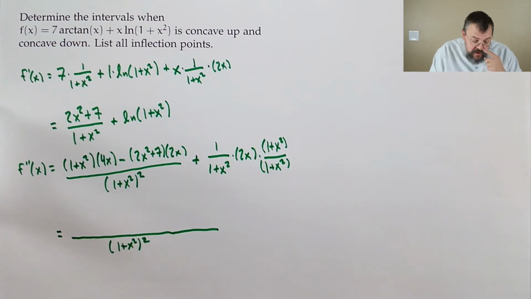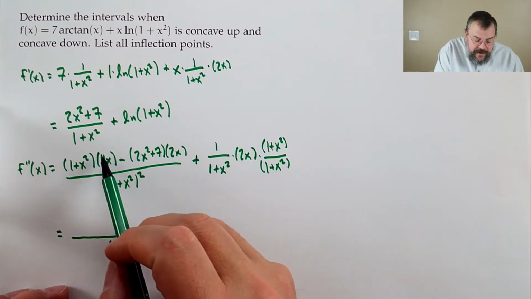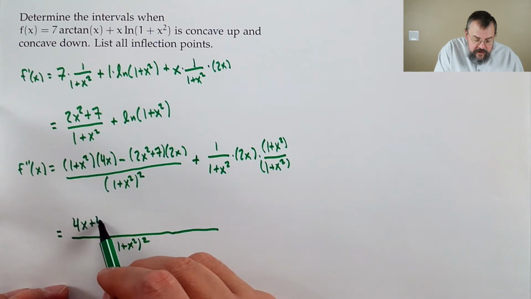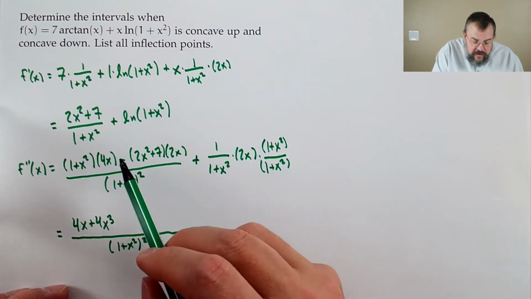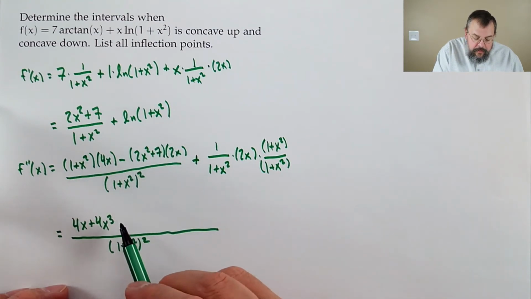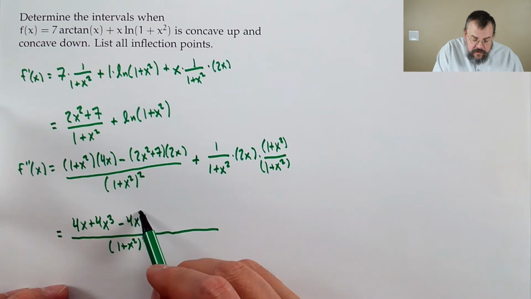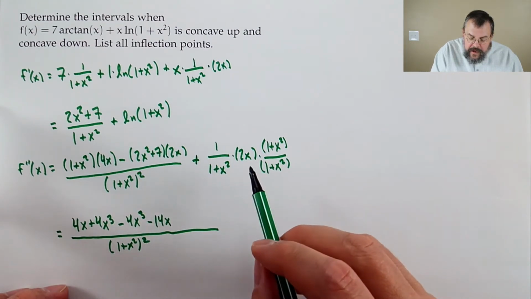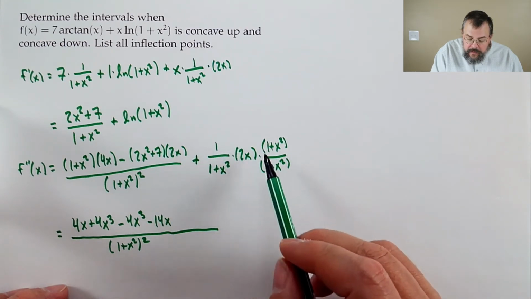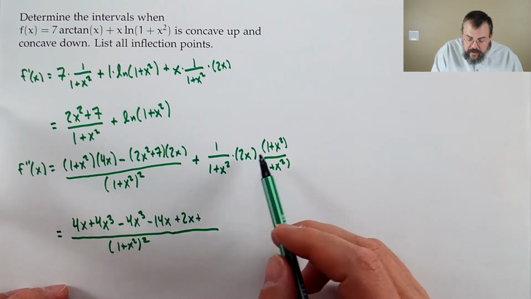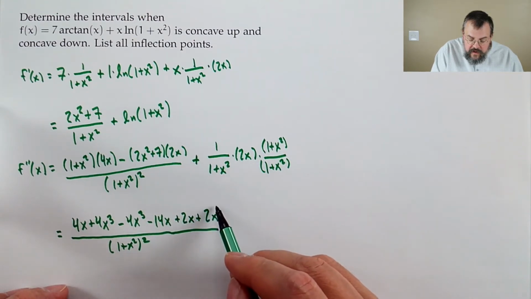All right, well, what is the something on the top? We work through it carefully. So distribute through 4x, so that would be 4x plus 4x cubed. Now the next, don't forget this minus, and we distribute the 2x, so that would be a minus 4x cubed and minus 14x. And then what do we have? Well, 1 times 2x times 1 is a 2x, and 2x times x squared is 2x cubed.